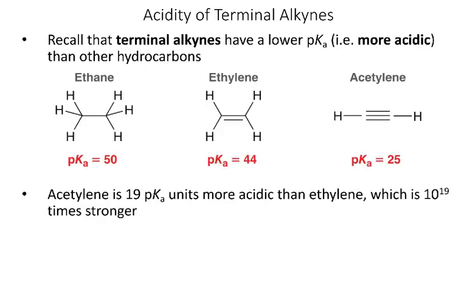So you may recall from earlier in the semester when we talked about acids and bases that alkynes tend to be more acidic than alkenes or alkanes, right? And when we look at pKa values, the lower the pKa value, the stronger the acid is. And so a 19-point pKa difference between acetylene and ethylene means that acetylene is 10 to the 19th times stronger as an acid than ethylene.